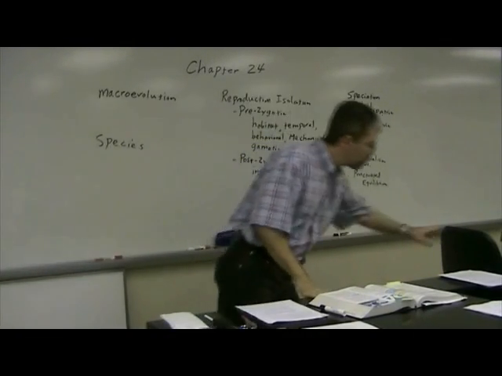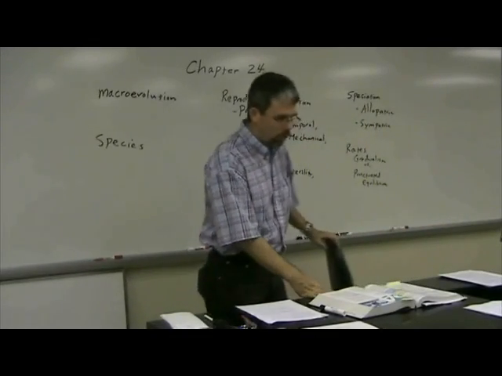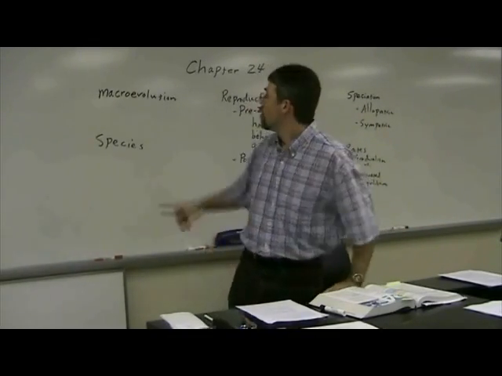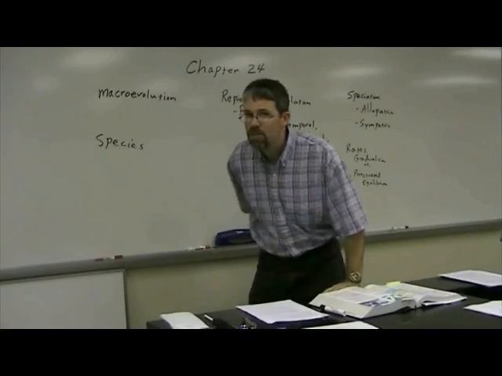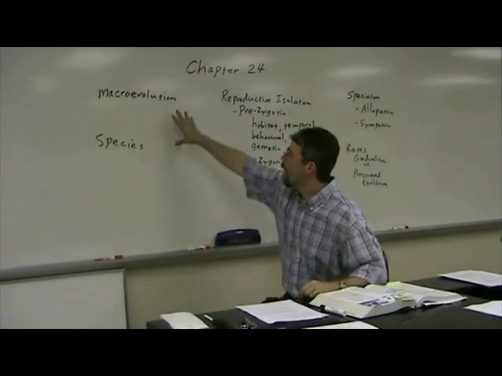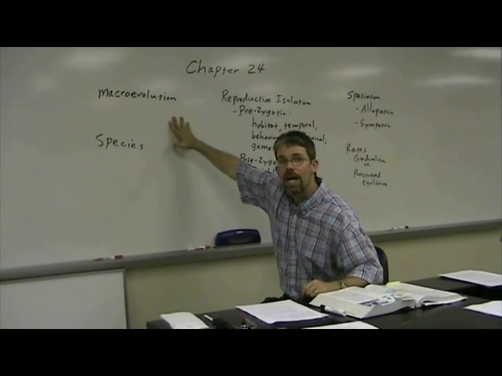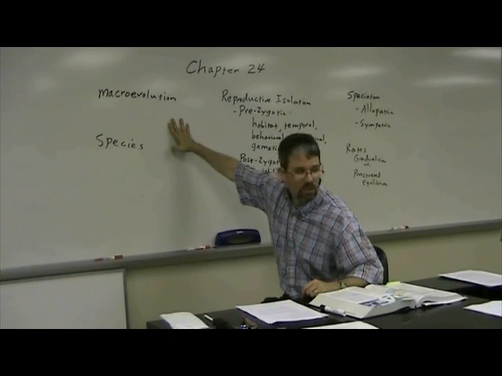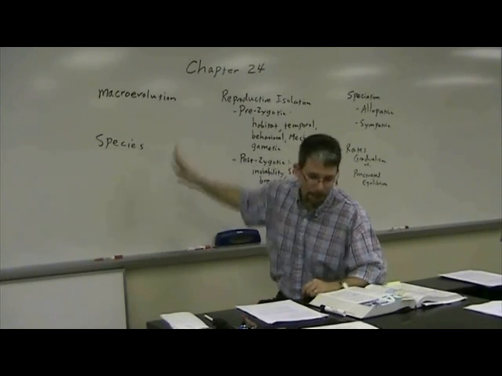Chapter 24 review. Chapter 24 introduces the concept of macroevolution. You've already studied microevolution, which is a change in a population's gene pool. Macroevolution is defined as the origin of a new taxonomic group, which can include the origin of a new species, which is what Chapter 24 is about.